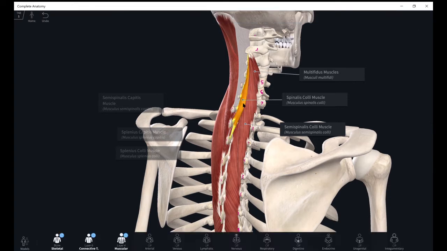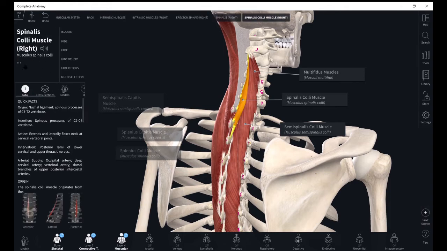So our spinalis capitis, or spinalis colli. Let my computer catch up. Apparently I'm asking it to do a lot. And there it shows us alternative names. I'm not in charge of naming all these things. I just know how I was taught. Now they want to call it spinalis colli, and that's perfectly fine.